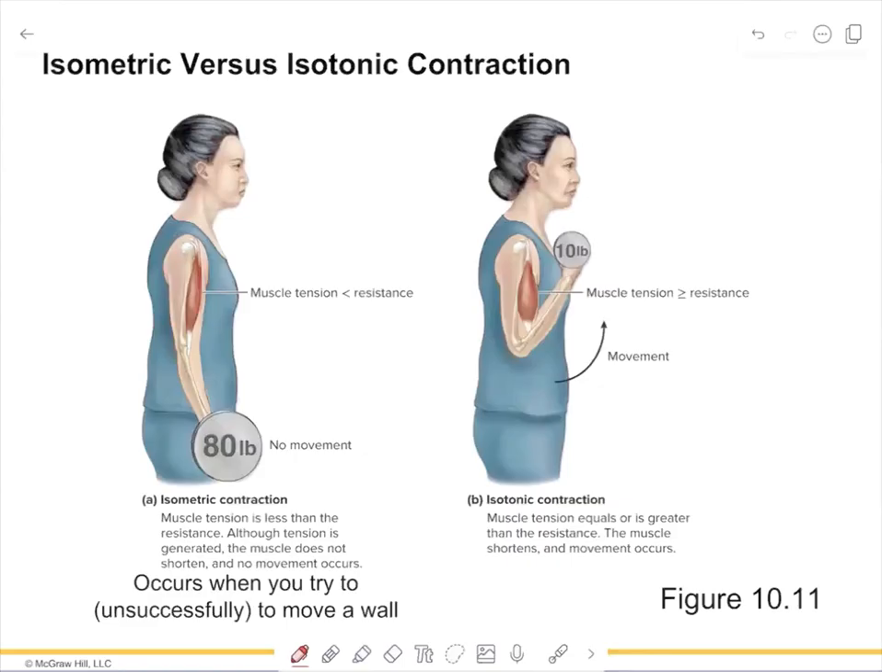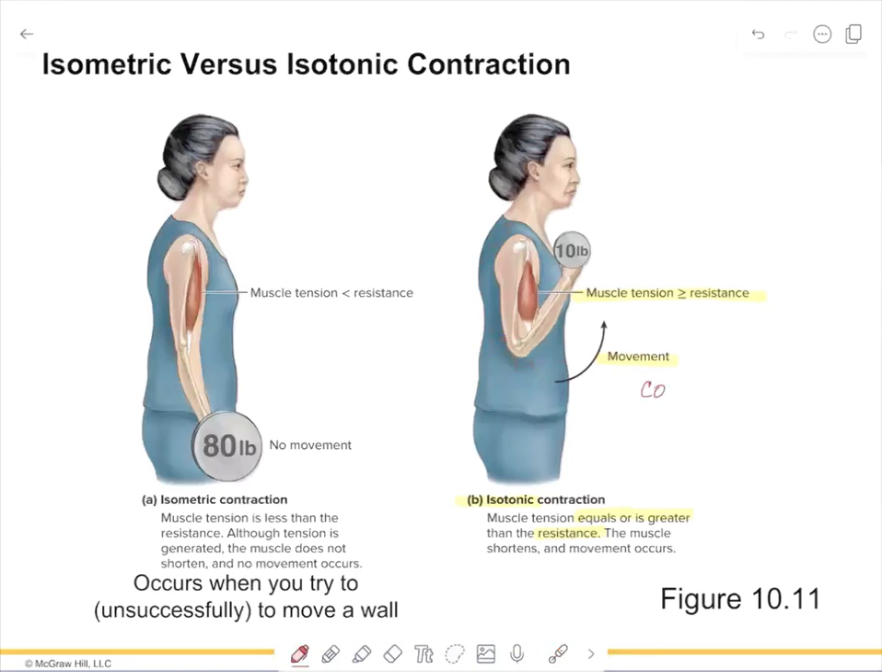Isometric and isotonic contractions are the two common types of muscle contractions. The one that you probably think of most often is an isotonic contraction. This is when the muscle tension is going to be equal or greater than the resistance, and there's actually a movement that occurs. So we see an example here of somebody lifting a barbell, elbow flexion of a 10-pound barbell. There are two types of isotonic contractions.